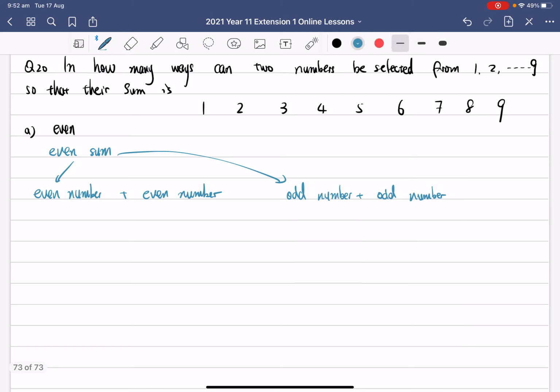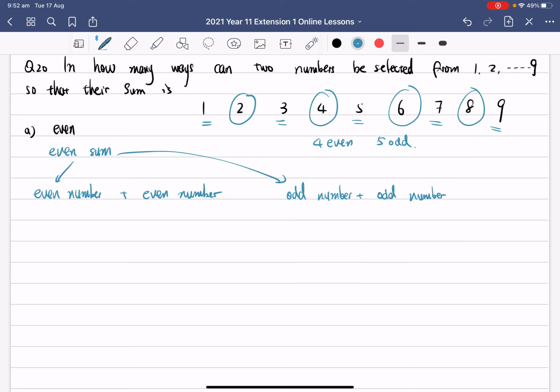So what we are going to do now is find out how many even numbers there are and how many odd numbers there are. That's 1, 2, 3, 4. So we've got 4 even, and 1, 2, 3, 4, 5. 5 odd. Okay, so to do this question, it's actually pretty easy now.